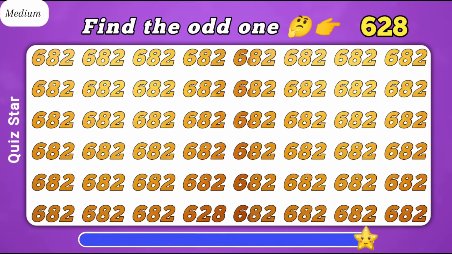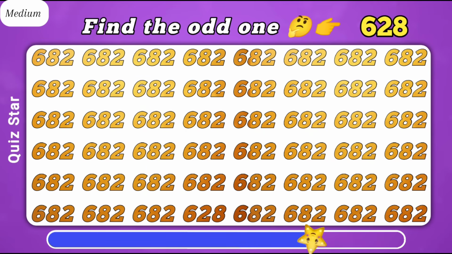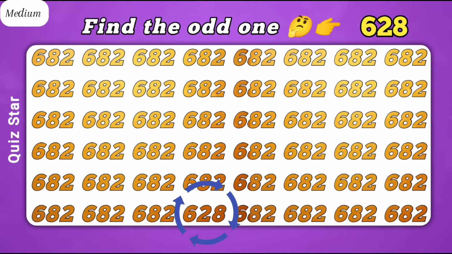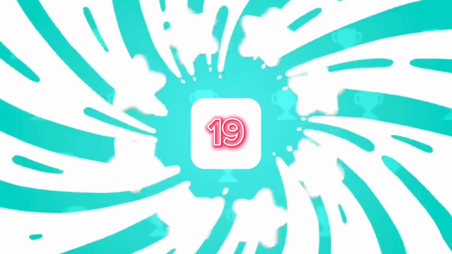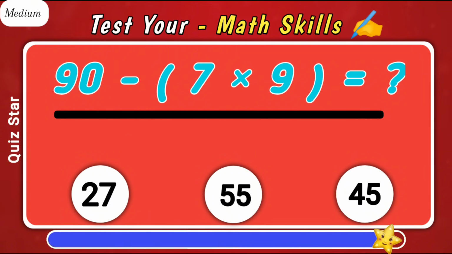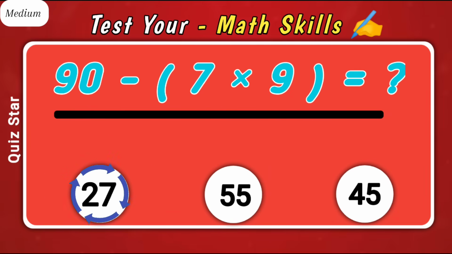Find the odd one 628. Come on, quiz lover. Wow, super easily find 628. Hey, challenge your math skills. Can you solve this? Hey, perfect. Super math skills.